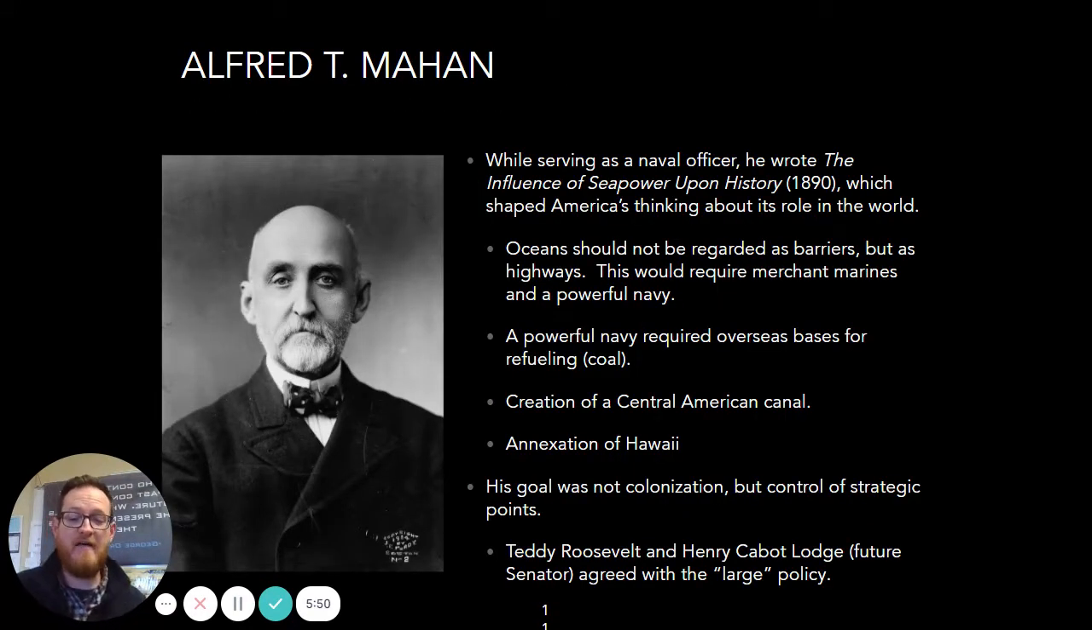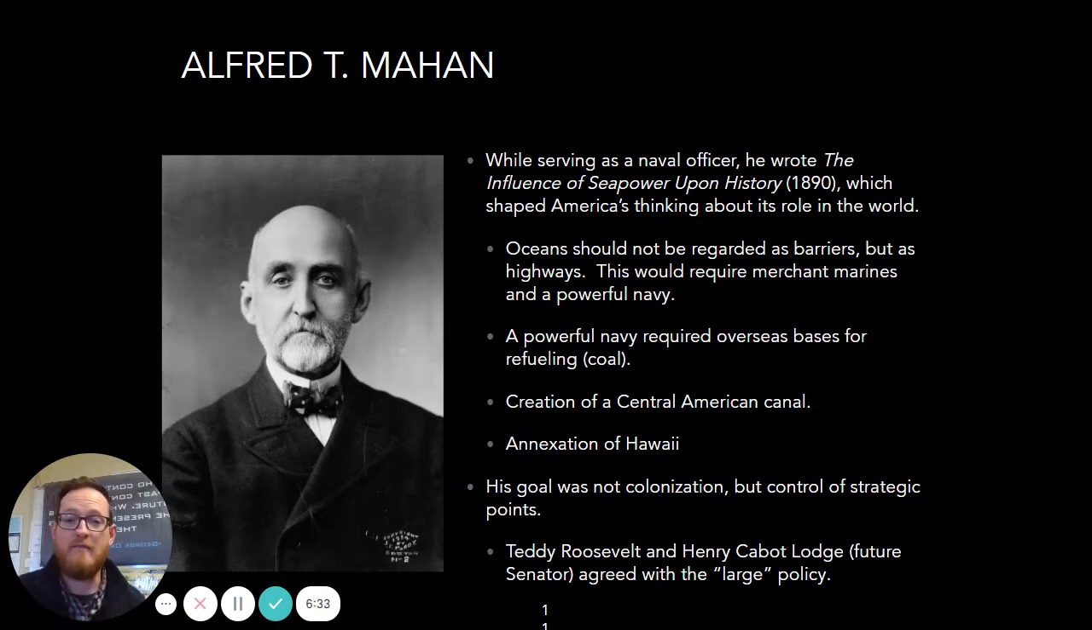Now, a book that's going to have a huge amount of influence during this time is Alfred Thayer Mahan's The Influence of Sea Power Upon History. And this shaped American thinking about how we viewed our role in the world. He said, first of all, oceans should not be regarded as barriers, but as highways. And if you're going to use the oceans extensively, you need to have a very good Navy and also merchant marines to help protect ships as they're going across the ocean. He says a powerful Navy would also be required for overseas bases for refueling. These ships, especially over the Pacific, need places to refuel, and a powerful Navy would be required for that.